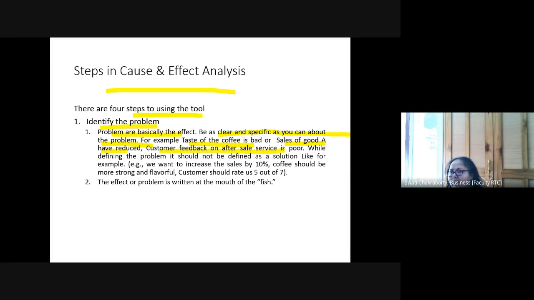So while these are some of the examples, while you're defining the problem, you have to be very clear about it, that it should not be defined as a solution. As a solution, say for example, we want to increase the sales by 10%. Coffee should be more strong and flavored. Customers should rate us 5 out of 7. Your problem statement should not look as if it's a solution. It should be a problem.